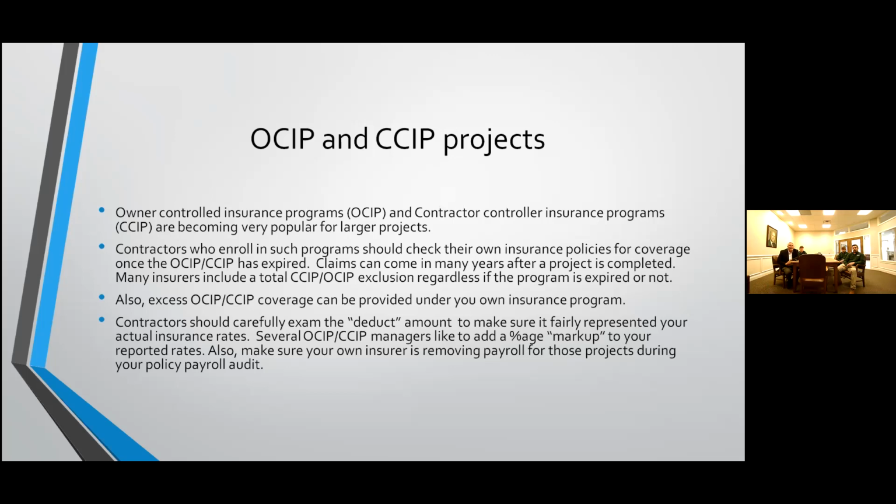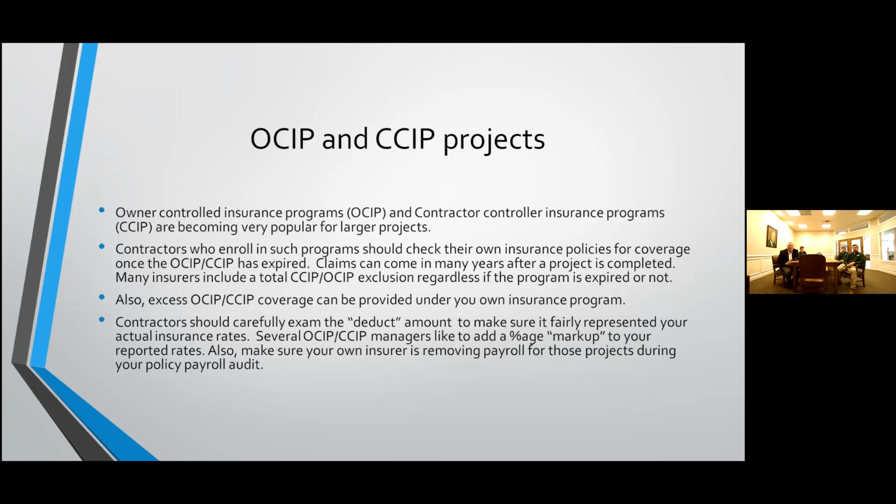Claims can come in many, many years after a project is completed. And if that OCCCSIP or CCCSIP policy is no longer in effect, you are going to be relying on your own insurance coverage for whatever that claim may be. Many insurers include a total CCCSIP and OCCCSIP exclusion, regardless of whether the program is expired or not. You can purchase coverage under your own policy for expired CCCSIP and OCCCSIP projects. It's something that you have to check on to see whether it's included in your program or not.